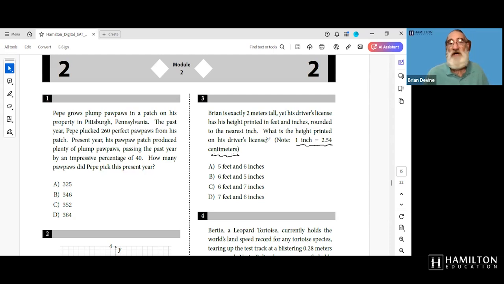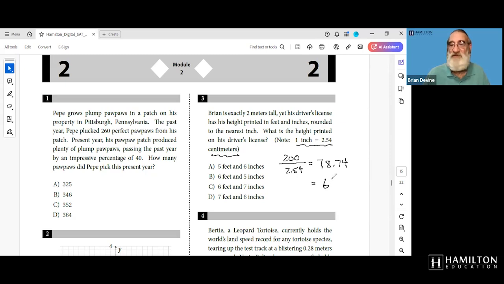Well, if I look at 2 meters, that's 200 centimeters. And I divide that by how many centimeters are in an inch. That should give me how many inches tall. And if I know that there's 12 inches in a foot, well, 6 times 12 is 72.